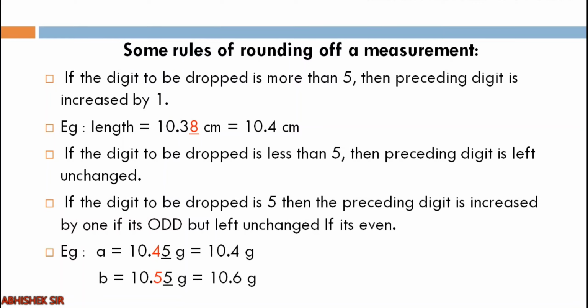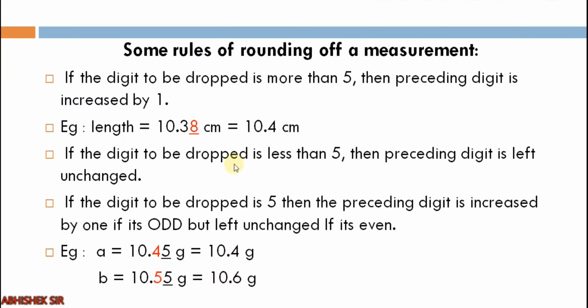For example, first rule: if the digit to be dropped, the last one, is more than 5, then the preceding digit is increased by 1. So in a length measurement, if there is 10.38, you see the last digit is more than 5. So what we do? We increase the preceding digit by 1. So this 8 is dropped and this 3 will be increased by 1. So 10.4 centimeter. Clear? So this you already knew. Now if the digit to be dropped is less than 5, then the preceding digit is left unchanged.